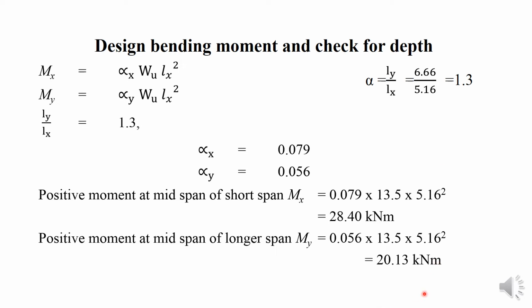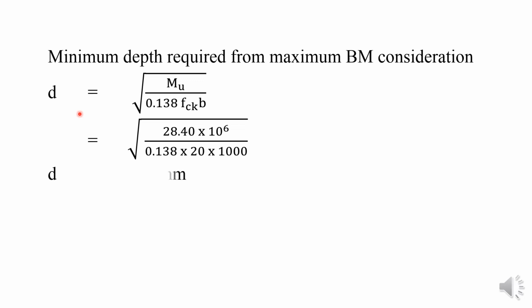So that will be equal to 20.13 kilonewton meter. Okay, next, check for depth for a given bending moment. Let M be equal to 0.138 fck b d square. From that we have to determine the d value. So d is equal to 103 mm.